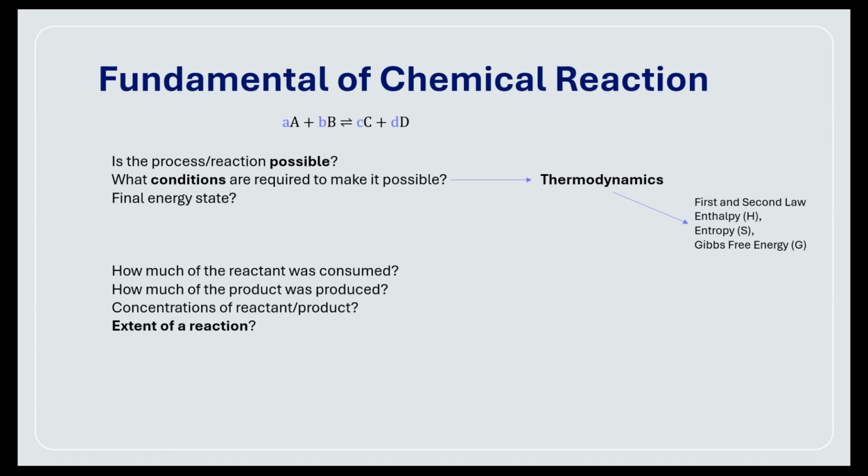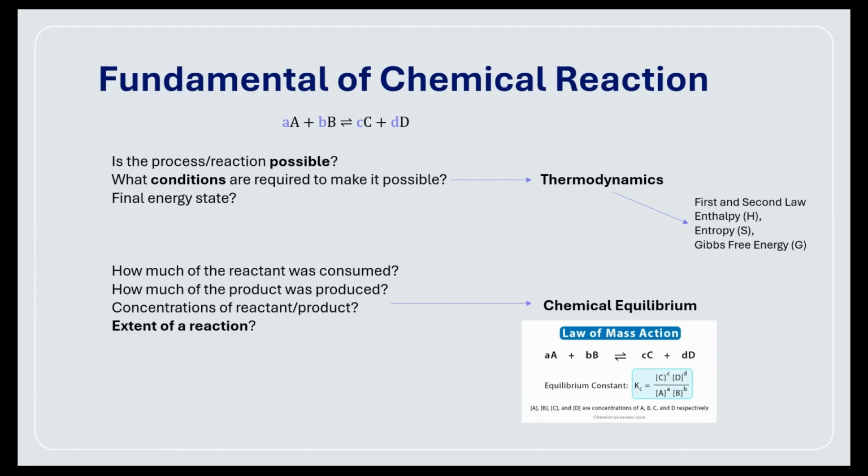Also, there are other questions like: after this reaction happened, how much of the reactant was consumed and how much product was produced? What are the final concentrations of reactants and products in the reactor chamber? It means, what is the extent of a reaction? These questions belong to the realm of chemical equilibrium, when we use the law of mass action to find the equilibrium constant.